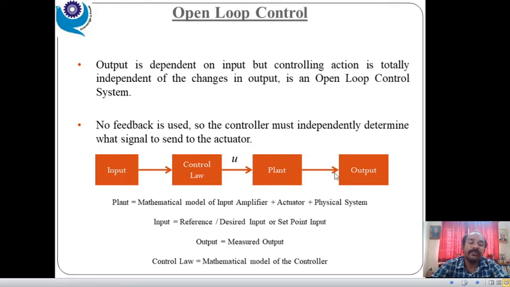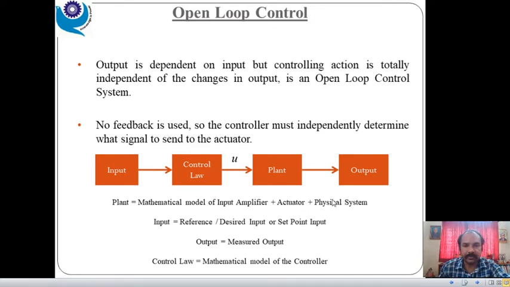Output may be anything, right? It may be a display if you want, so an LCD display, LED display, or any actuating device that we get, that is the output. So here output is simply a measured output, right? Input is nothing but a simple reference, or you can say desired input or set point input. Fine. And similarly, plant is nothing but the mathematical model of input amplifier plus actuator plus physical system, something like that.